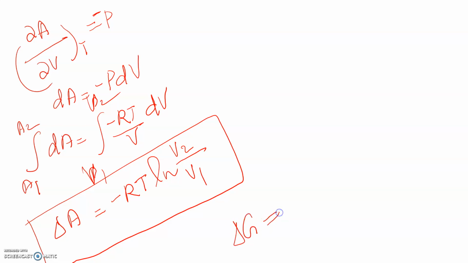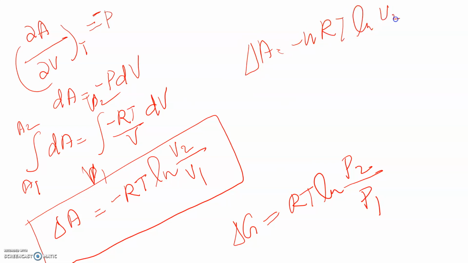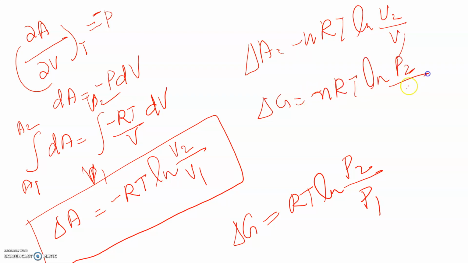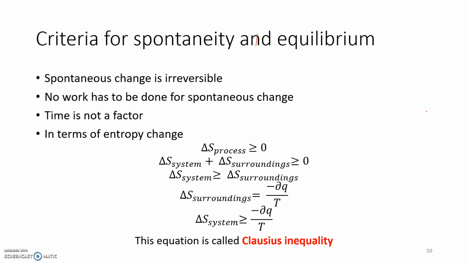Similarly, we have delta G is equal to RT ln P2 by P1. Okay. This is for 1 mole. For n moles, the equation becomes delta A is equal to minus nRT ln V2 by V1 and delta G is equal to nRT ln P2 by P1. Okay. This gives the variation of Gibbs free energy change and Helmholtz free energy change with pressure and with volume at constant temperature. You have to remember this equation. It will be useful for you to solve problems. Now we'll move on to the criteria for spontaneity and equilibrium.